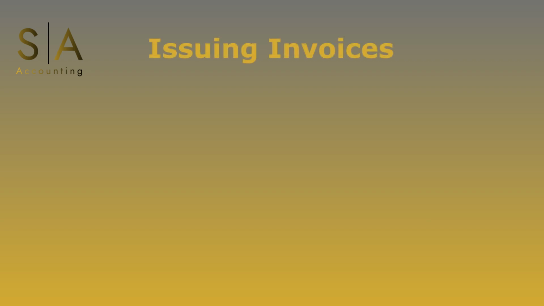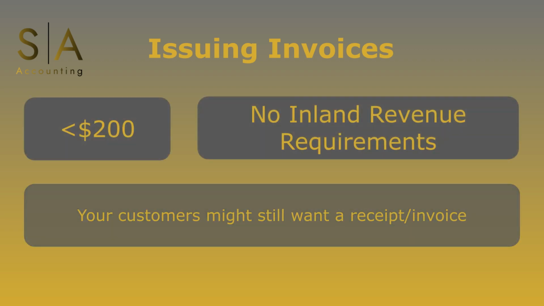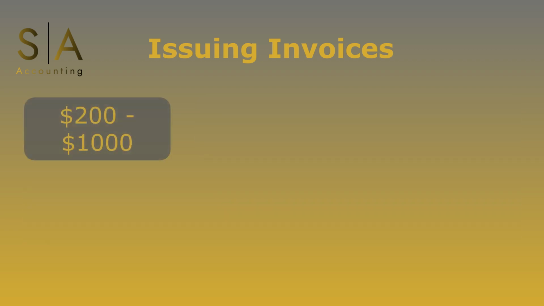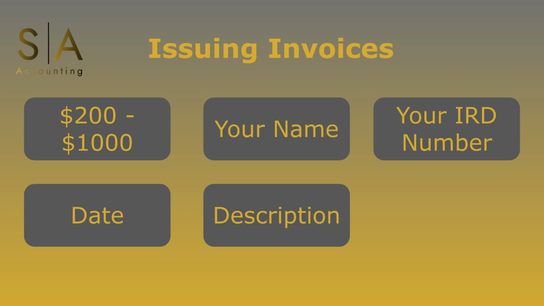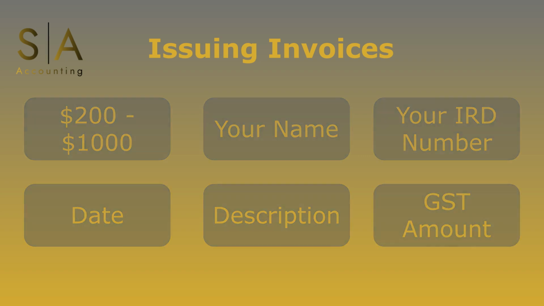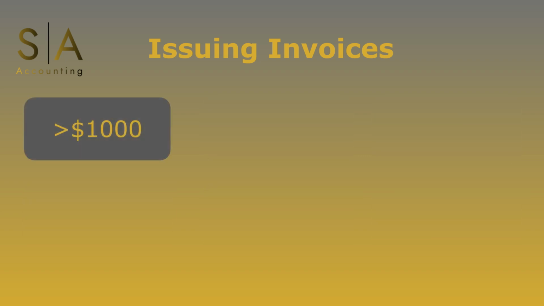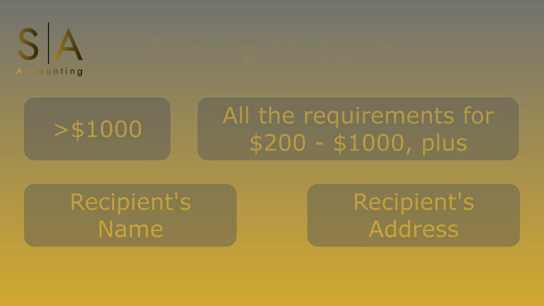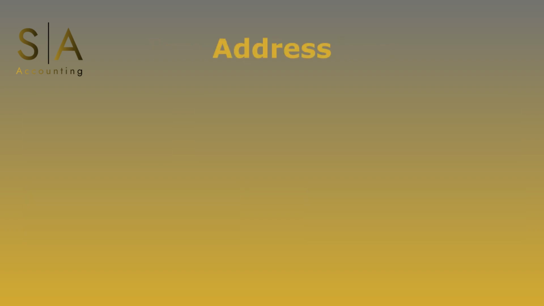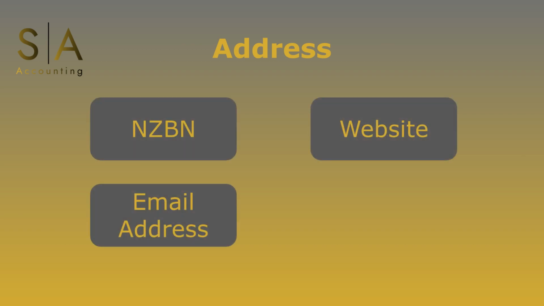From a purely GST perspective, if the amount's under $200, you don't need to issue anything. If the amount is between $200 and $1,000, then you need to have your name, ID number, the date, a description of the goods and services, and the amount of GST you're charging. If the amount is over $1,000, you'll also need to add in the name and the address of the recipient. But address is now much more flexible than it used to be. It could be a New Zealand business number, a website, email address, or phone number.